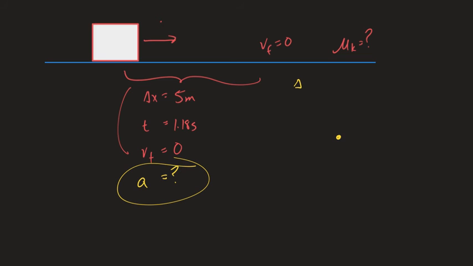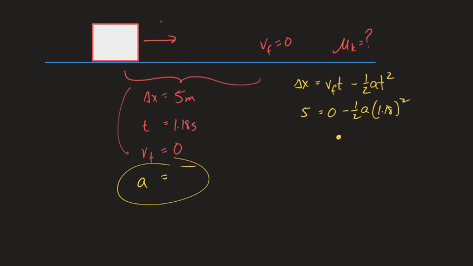I would have used delta x equals v final t minus 1/2 a t squared. That would be 5 equals 0 minus 1/2 a times 1.18 squared. That's 10 divided by 1.18 squared. Is that right? And that gives us 7? Seems pretty reasonable to me. So go ahead and give me that with a decimal attached, RJ.